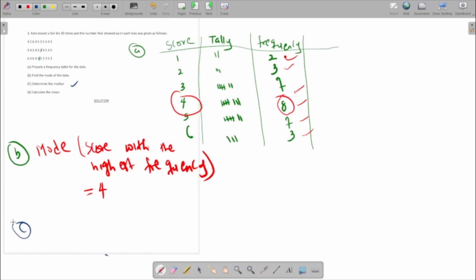Now to find the median of this set of data, the first step is to look at the total number of the frequency, to see if it is an even set or an odd set. That is, whether the value will be an even number or an odd number. So now we look at this frequency here.